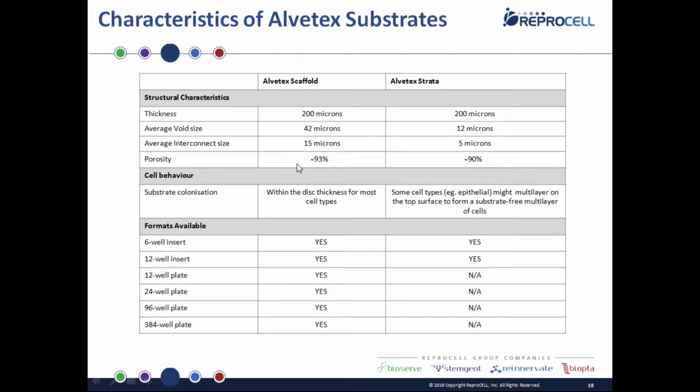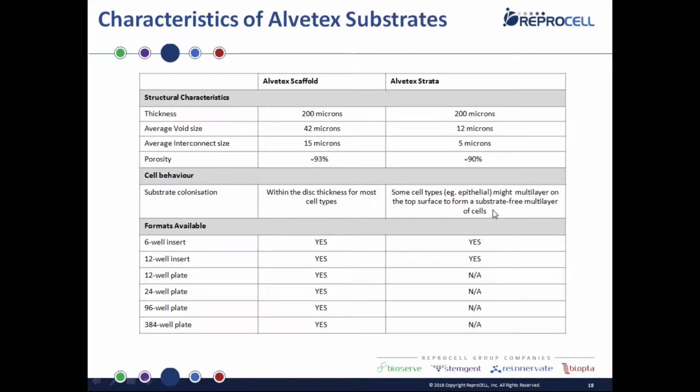It's still 90% porous compared to 93% in scaffold. This is a very small difference, and it's still mostly air and still mostly potential growth volume. I was mentioning, in terms of colonization of the substrate, scaffold, they will go in, and most cell types should go in all the way if you give them enough food.